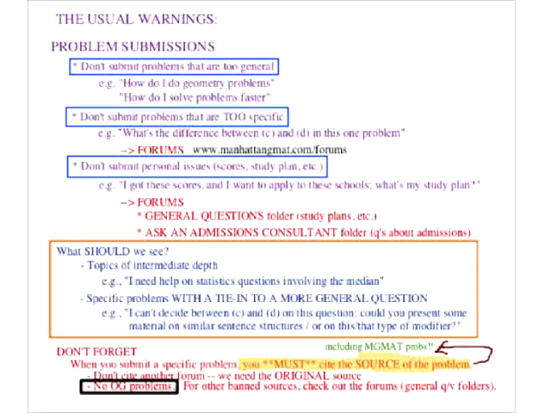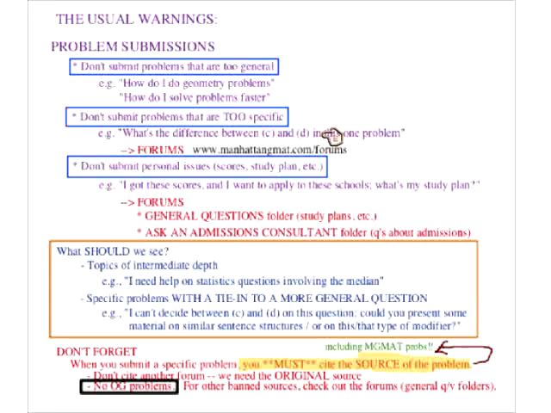The usual warnings we have to give you. First, as far as problem submissions, they shouldn't be too general. Basically, you can't ask about the entire test all at once, or huge, vast subject areas like geometry, which is too much for a single session, or how to do problems faster across the board. Too much. We have to keep to a reasonable scope here.